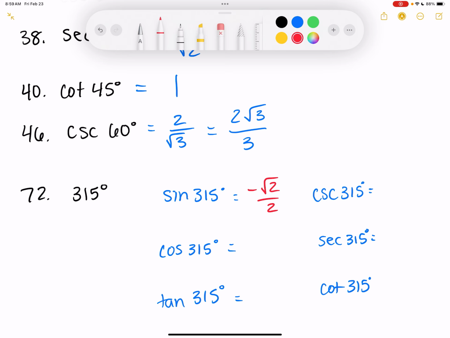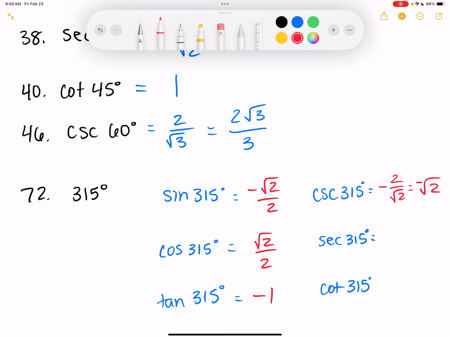What's cosine? Root 2 over 2. What's the tangent of 315 degrees? Negative 1. What is the cosecant of 315 degrees? Negative root 2. Yeah, so we would have negative 2 over root 2, which rationalized is going to give us negative root 2.